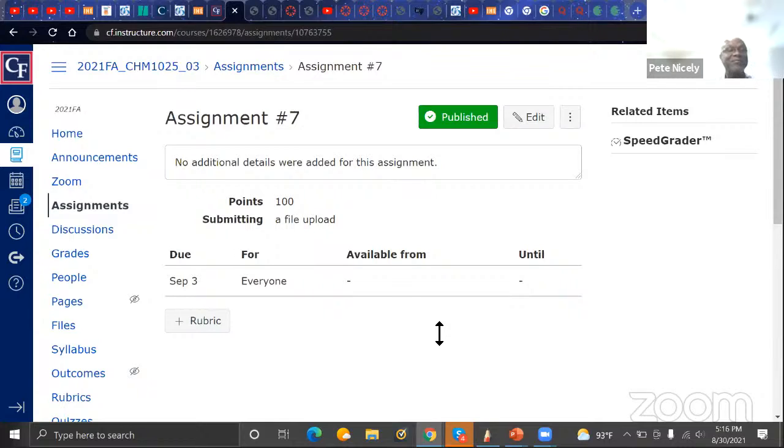Okay, and Alyssa Fagello is asking, so you want us to print it out, handwrite the question, then scan it and save it as a PDF? Yes, and then you upload it into Canvas. All right, any other questions? Okay, if there are no other questions, then that's it.